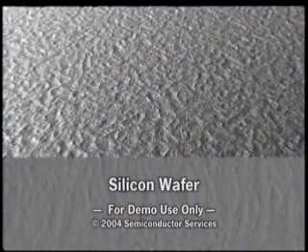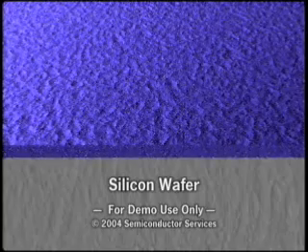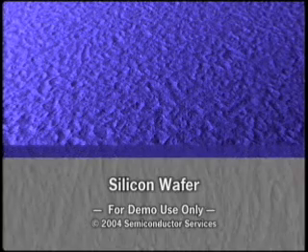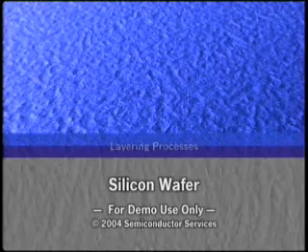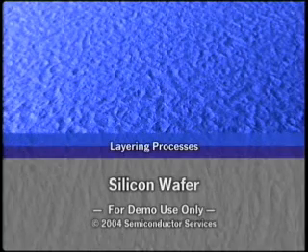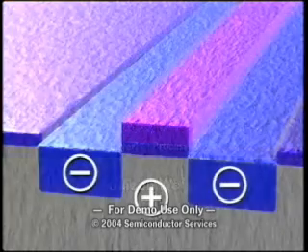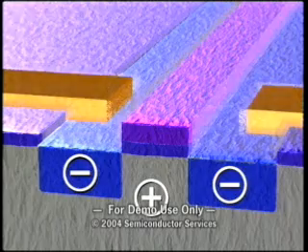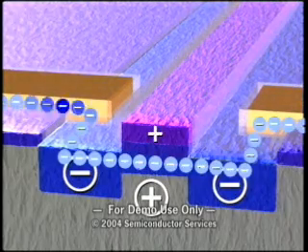Fabricating integrated circuits requires the formation of thin films of various materials on the wafer surface. The operations used to create thin films are referred to as layering processes. These layers perform different circuit functions. Some are conductors. Some are insulators. Still others may be added layers of semiconducting material.